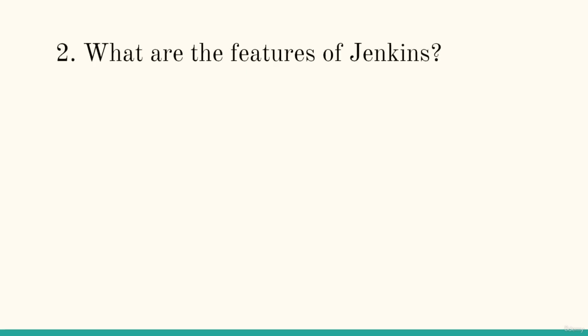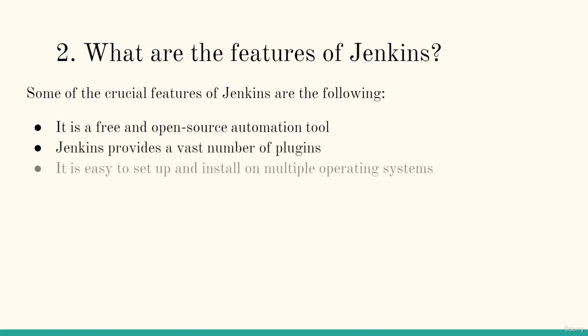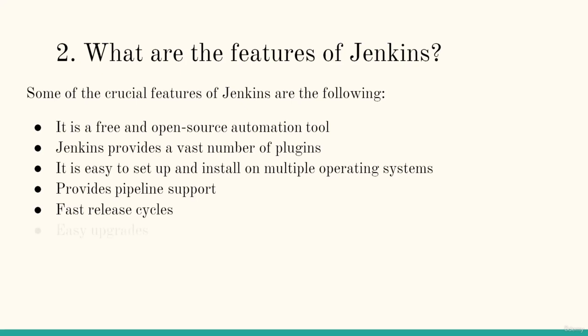What are the features of Jenkins? Some of the crucial features of Jenkins are the following. It is a free and open source automation tool. Jenkins provides a vast number of plugins. It is easy to set up and install on multiple operating systems. It provides pipeline support, fast release cycles, easy upgrades, and so on.